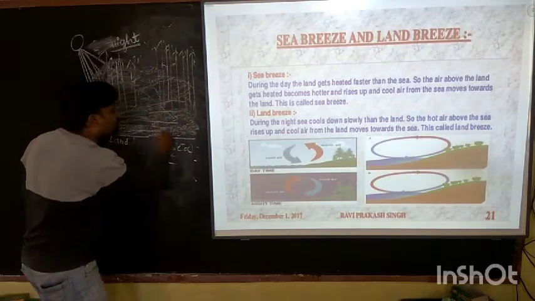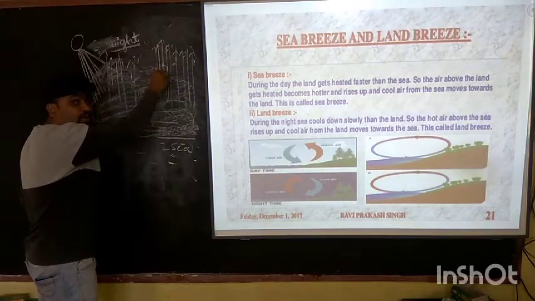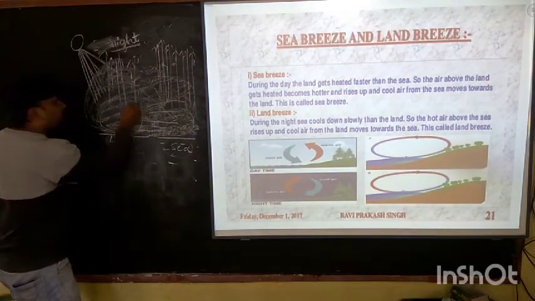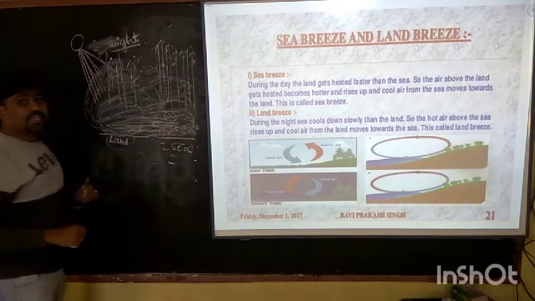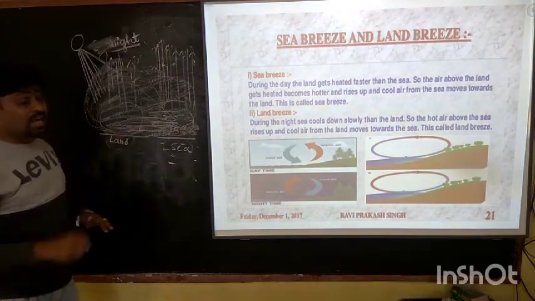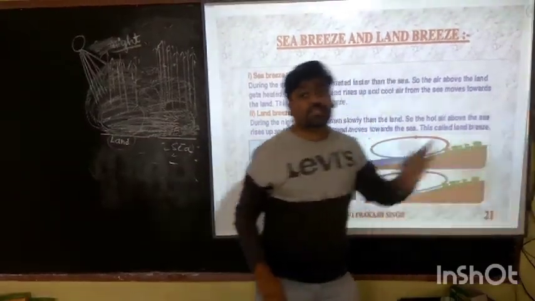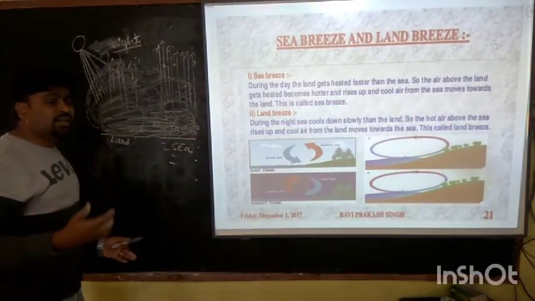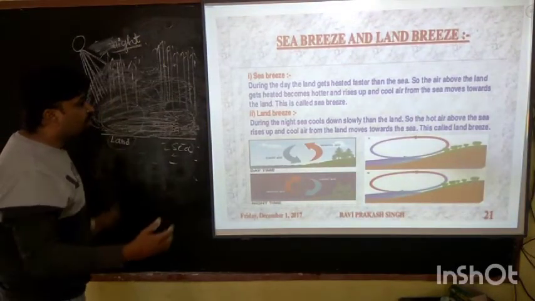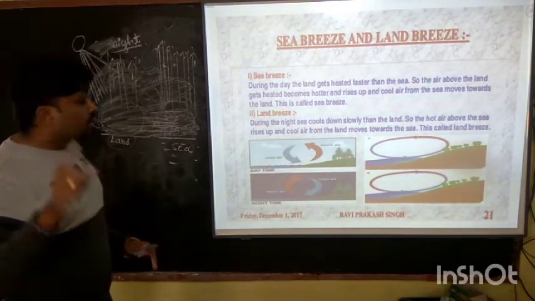At that time, the hot air rises up due to heat. Now the cold air enters the area above the sea. Now this process we call a land breeze. Breeze means wind. Where is the wind coming from? That wind is coming from the land, so we call it a land breeze.